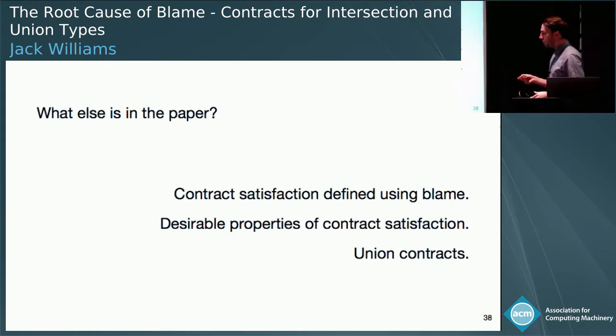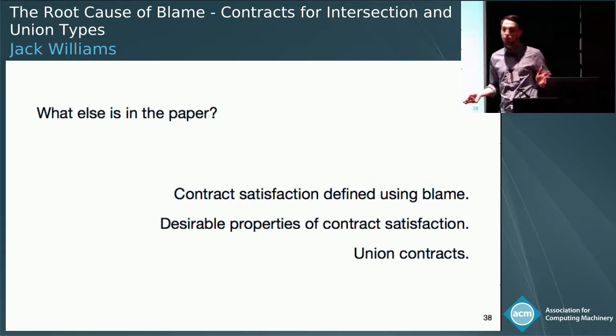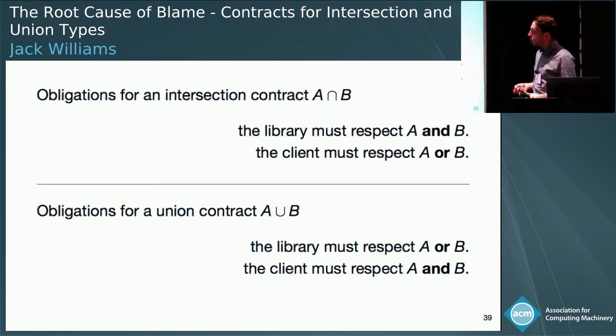And then, of course, there are union contracts, which I haven't really talked about, but there's a full account of that. To give an overview, it's essentially dual to intersection, which is what you might expect. For a union contract, the library can respect either one. There's a choice here, and so this OR again introduces the possibility of having intermediate violations that don't necessarily trigger a top-level blame error. But the client must actually respect both. The idea is that if I'm a client receiving something of union type, I don't know which one it's going to be, so I have to be prepared for both.